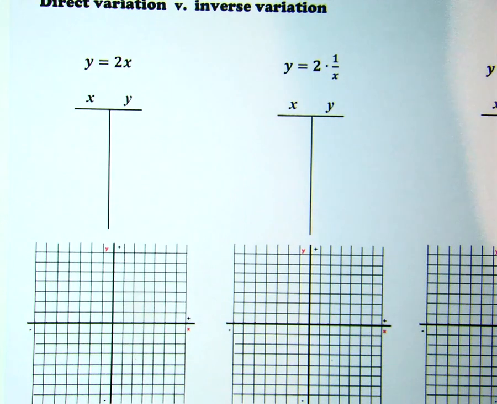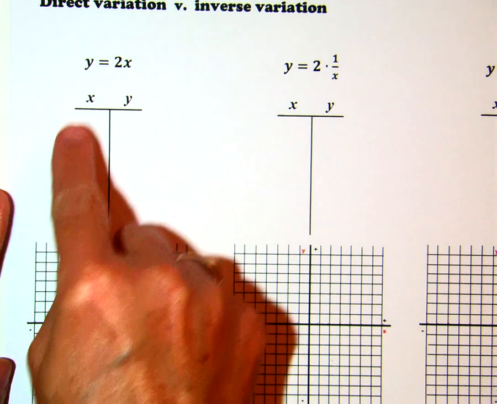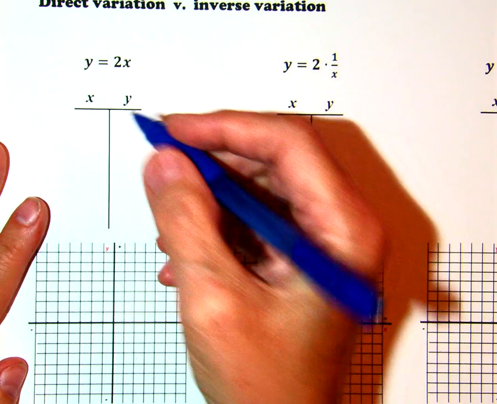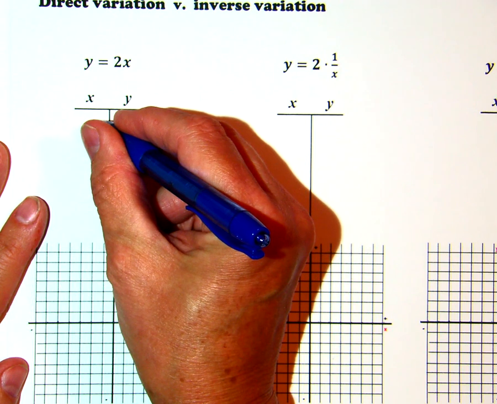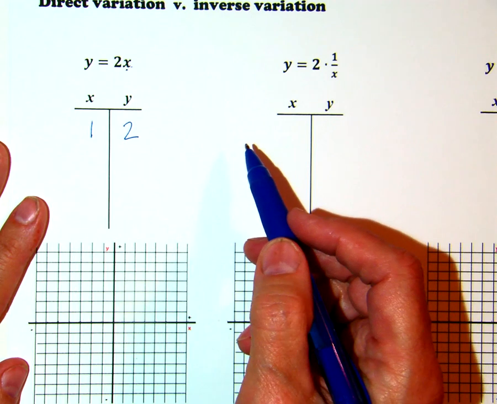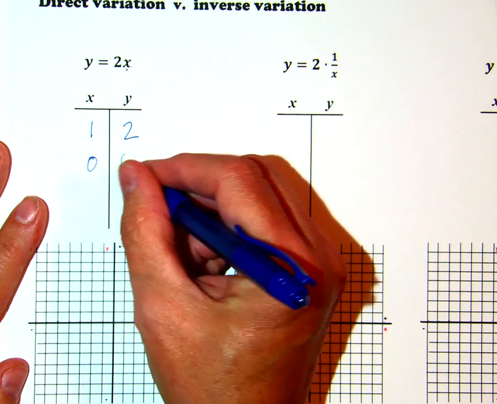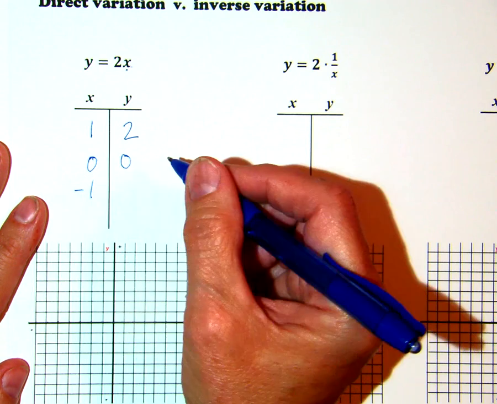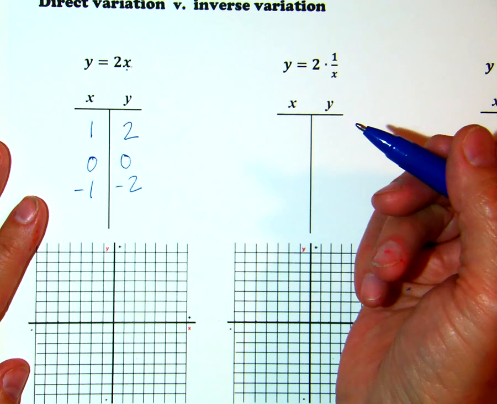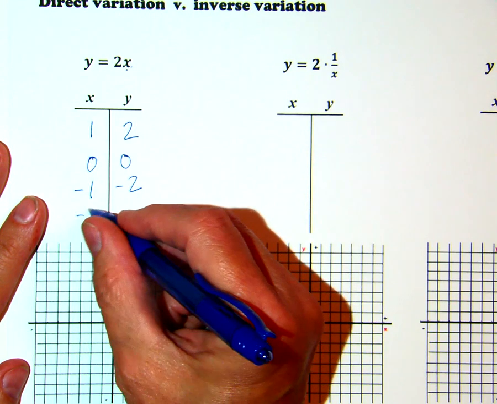Okay, well, let's look at something to distinguish between them. First off, for direct variation, which one's which? Y equals 2x. Well, let's just pick some numbers. If x is 1, y is 2. I put in a 1 for x, 1 times 2 is 2. If I put in 0, 2 times 0 is 0. What about if I put in a negative number? If x is negative 1, then y is going to be negative 2. What if I put in negative 2? It's going to be negative 4.